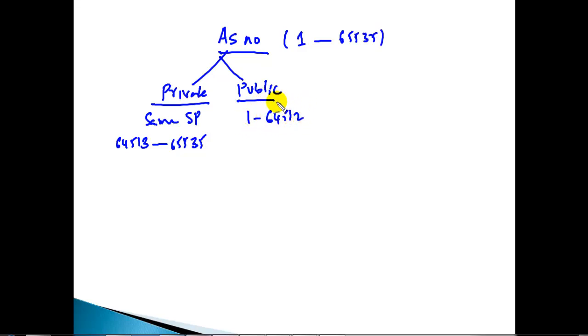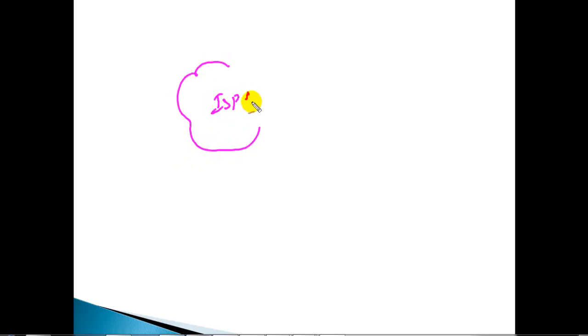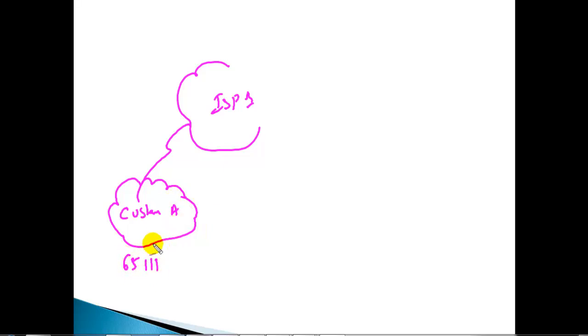Now, when the service provider is going to provide communication between two or more different service providers, generally we need to have a registered public autonomous system number. Now let's take an example. Today's topic is relating to private autonomous system number. I have an ISP, a service provider, which is providing a service to one of the customers, let's say customer A, and the autonomous system number allocated to this customer A is 65111. This autonomous system number comes in the category of private autonomous system number.